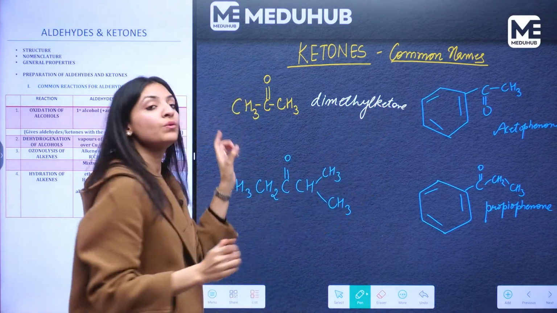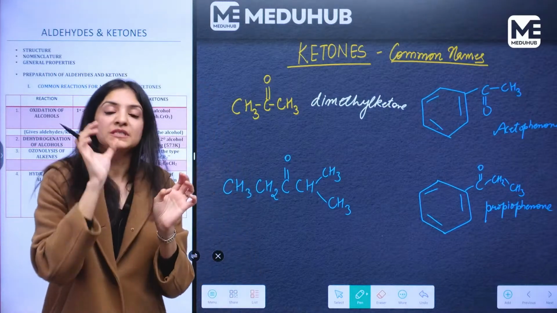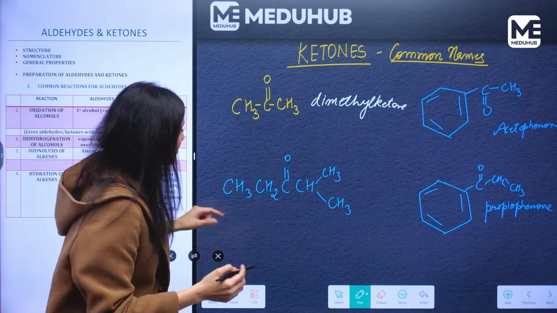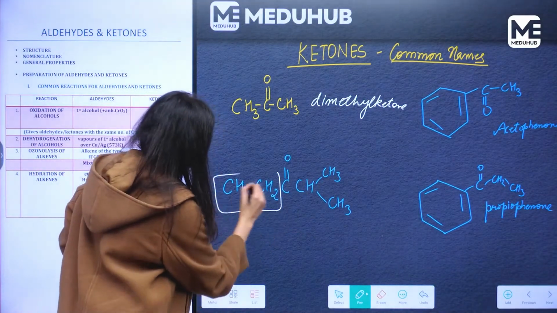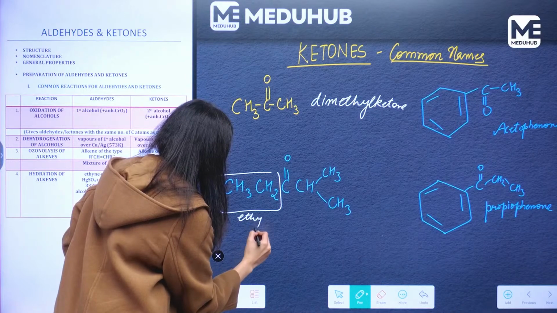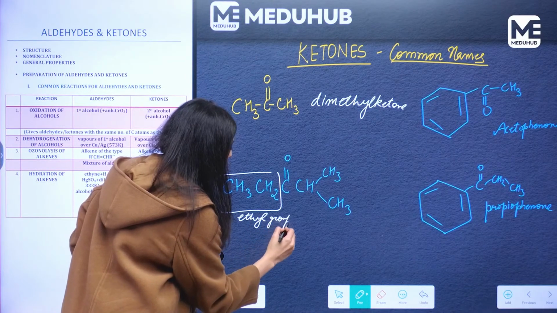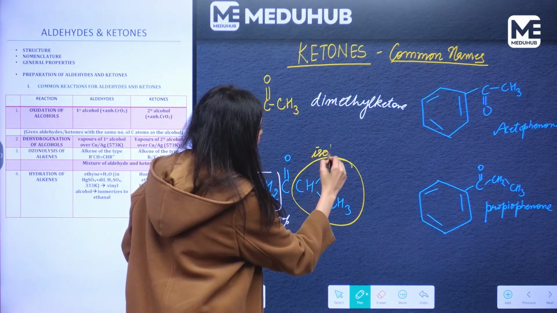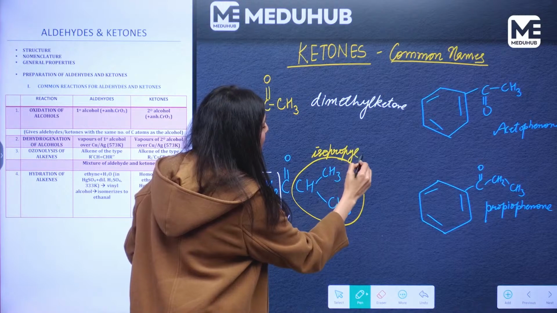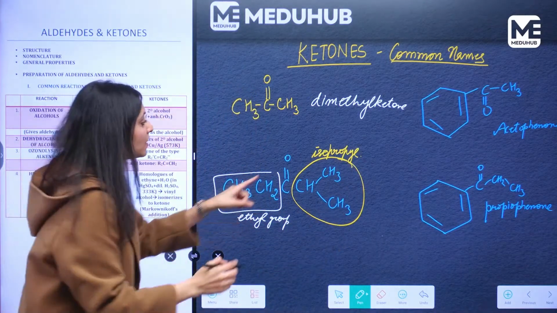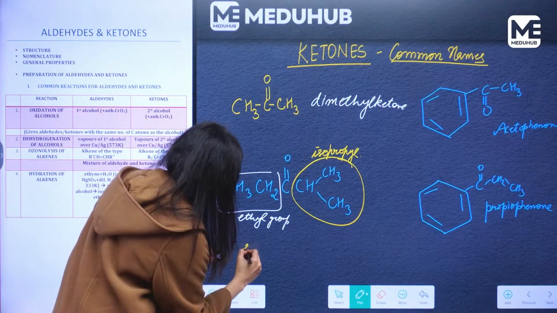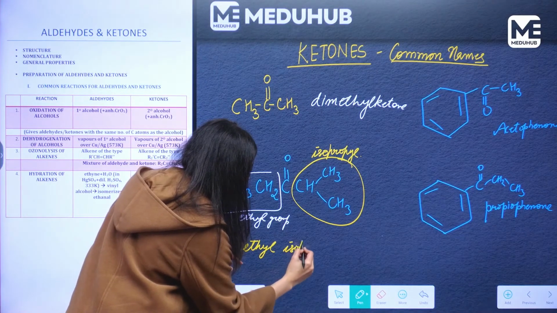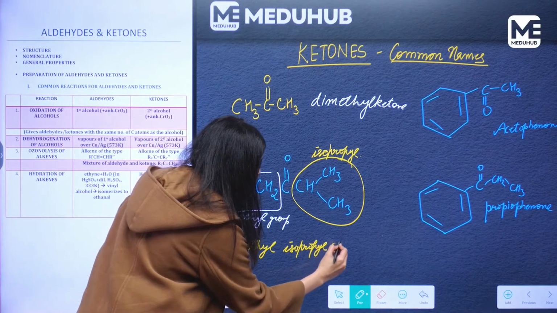So what do you do? You write the name of the alkyl groups separately, alphabetically, and then you add the word ketone to it. Looking here, we have an ethyl group here, and this group is an isopropyl group. So this will be a mixed ketone. This will be called ethyl isopropyl ketone.